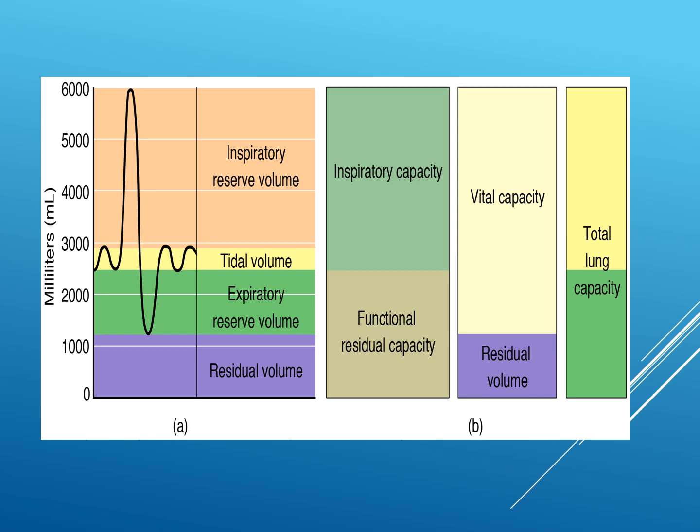And the next capacity is functional residual capacity. So it is the volume of air remaining in the lungs after normal tidal expiration. So after normal tidal expiration, whatever the amount of air remaining in the lungs, from here to here, it is called functional residual capacity. So it is a combination of expiratory reserve volume and residual volume, which amounts to 1100 plus 1200, 2300 ml in a normal adult male.